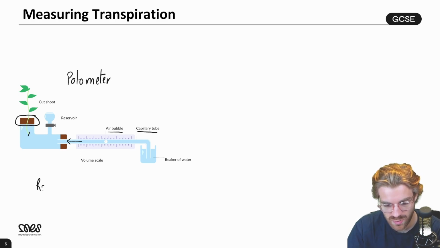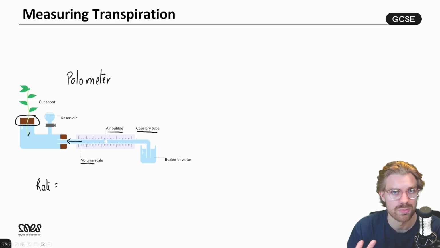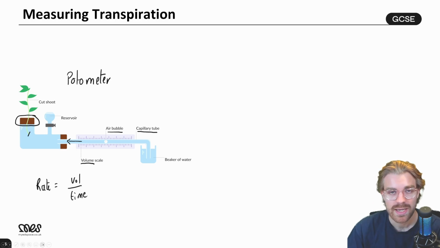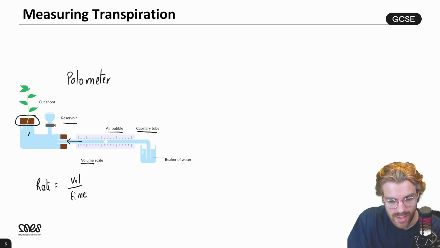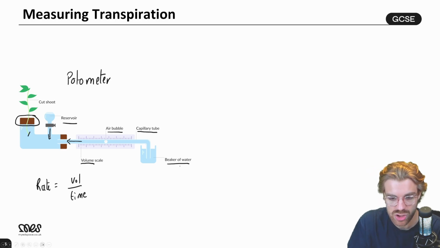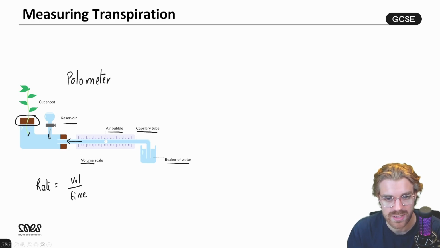Our rate of transpiration is going to be equal to the distance the bubble moves, or perhaps we could find the volume from that distance using the volume of a cylinder. So we would do the volume divided by the time. In order to reset the air bubble and move it back to zero, we would use our reservoir. As the water from the reservoir enters, that's going to push the air bubble backwards. And we also have a beaker of water to make sure that we don't run out of water in our setup and in our apparatus.